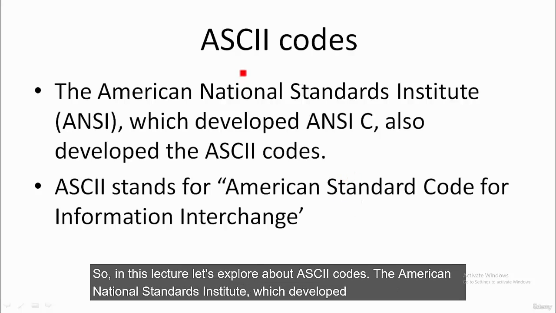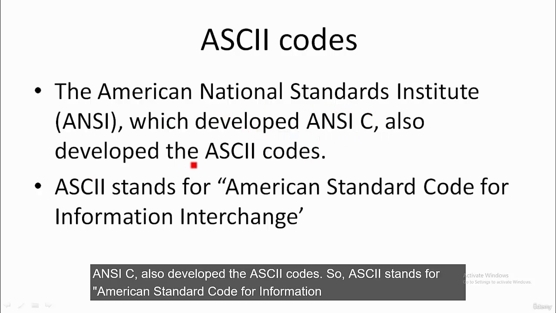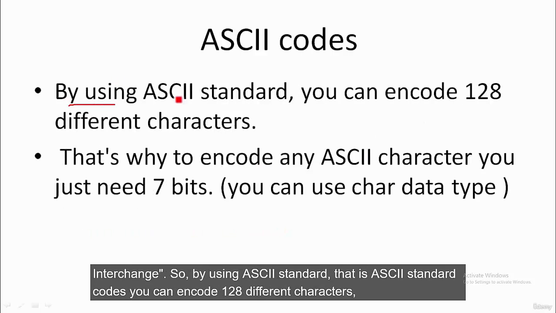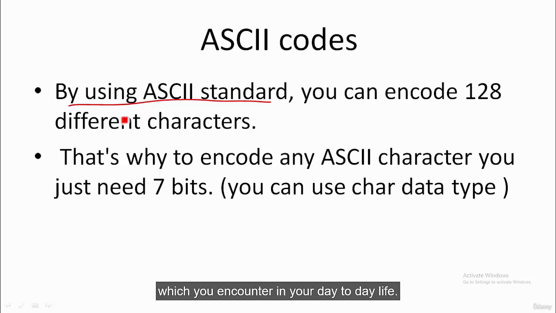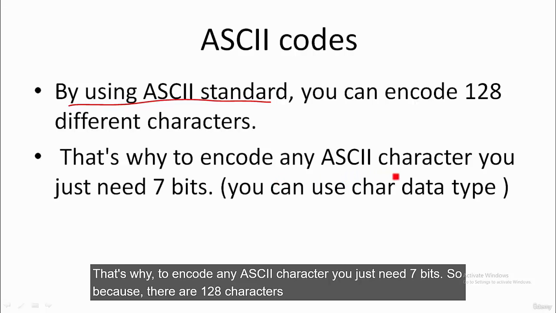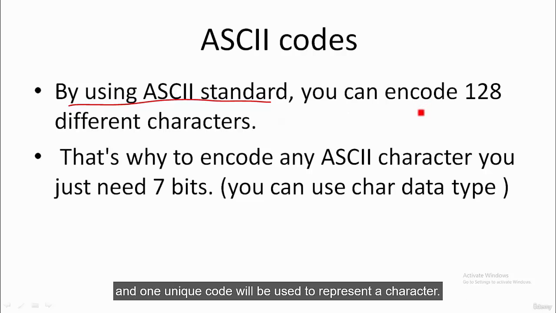So in this lecture, let's explore ASCII codes. The American National Standards Institute, which developed ANSI, also developed the ASCII codes. ASCII stands for American Standard Code for Information Interchange. By using the ASCII standard codes, you can encode 128 different characters which you encounter in your day-to-day life. That's why to encode any ASCII character, you just need 7 bits, because there are 128 characters and one unique code is used to represent each character.